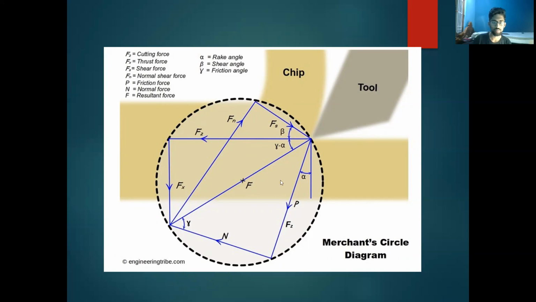You can see F is the resultant, N is the normal force, and P is the friction force, F_n is the normal shear force, F_s is the shear force, and F_x is the cutting force. Alpha, which you can see here, represents the rake angle of the tool, and beta represents the shear angle. It can be obtained by a formula, and this is the friction angle, which is between the resultant and the normal force.